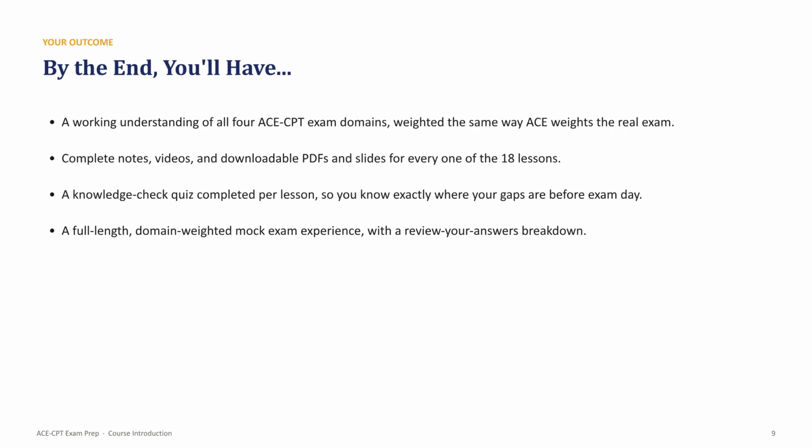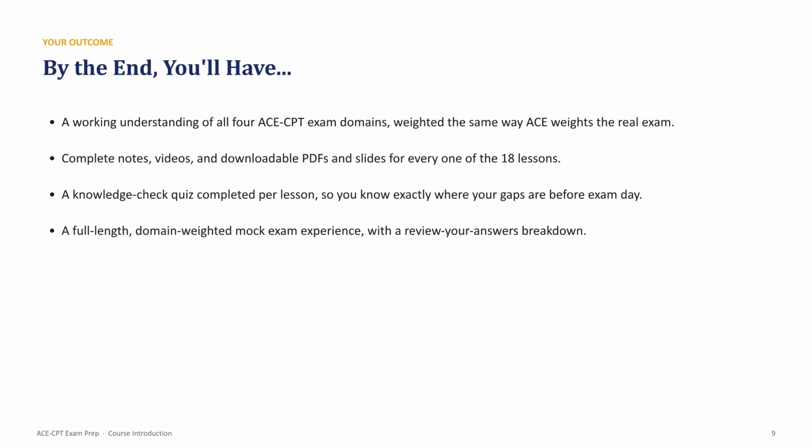Let's talk about where you'll end up after working through this course. By the end, you'll have a working understanding of all 4 ACE CPT exam domains, weighted the exact same way ACE weights the real exam. You'll have complete notes, videos, and downloadable PDFs and slides for every one of the 18 lessons, a full library you can come back to anytime.